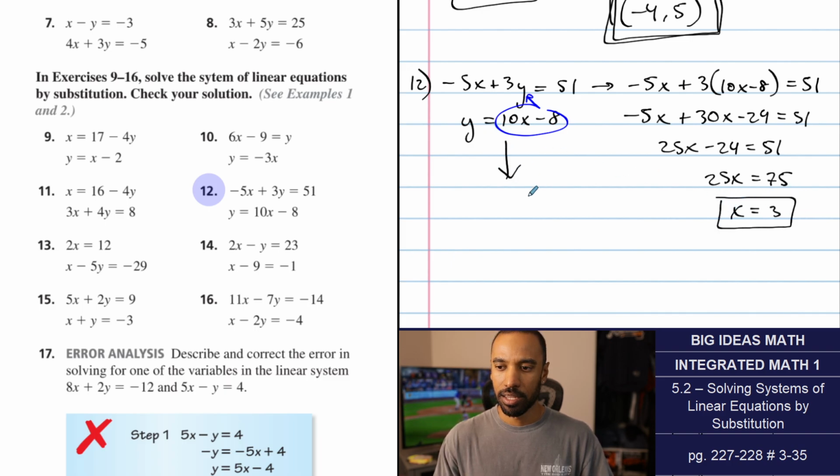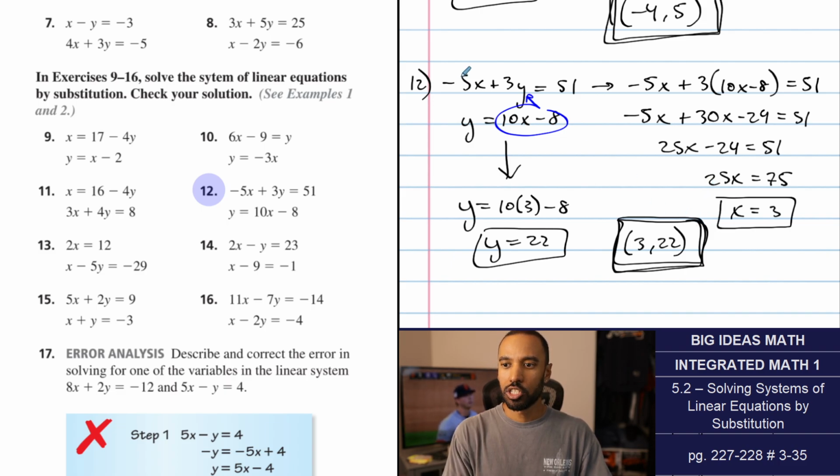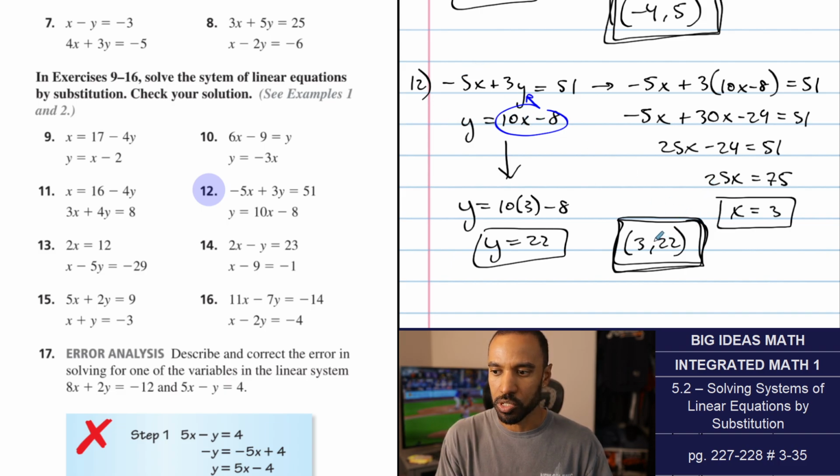The y that we can solve for here is 10 times 3 minus 8, or 30 minus 8, which is 22. So final ordered pair is 3, 22. Again, don't lose sight of what you actually write as your final answer there. Let's double check in the top equation because the bottom equation was taken care of with that. That's negative 15 plus 66. 66 minus 15 is 51, so that does work out.